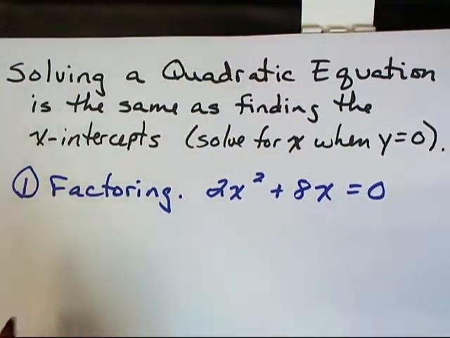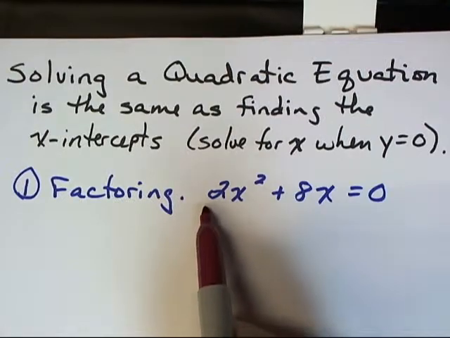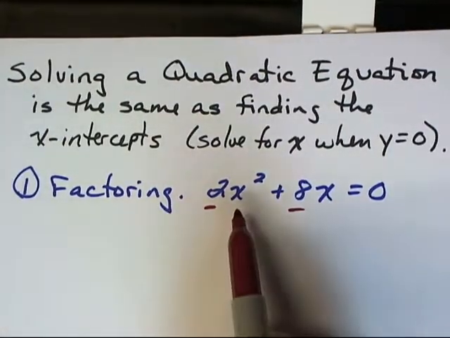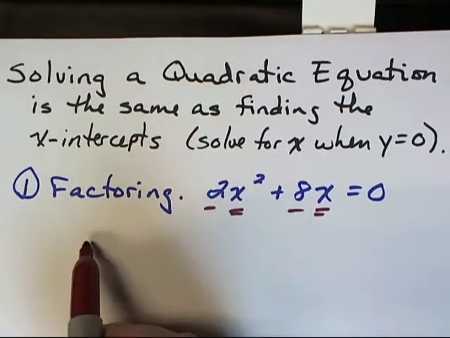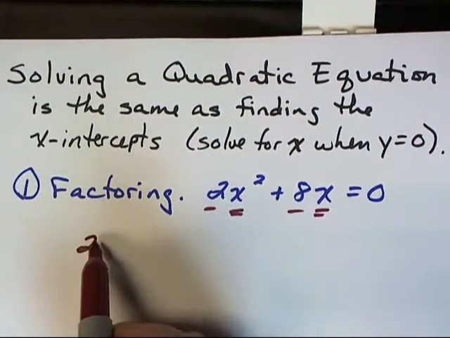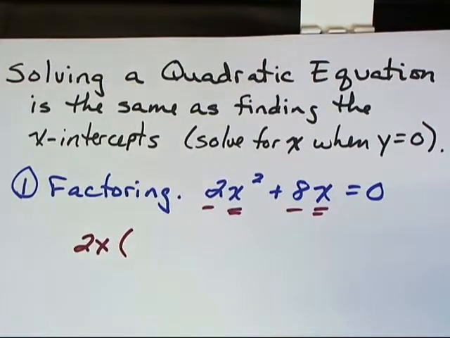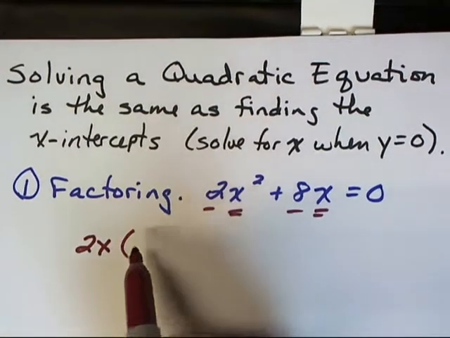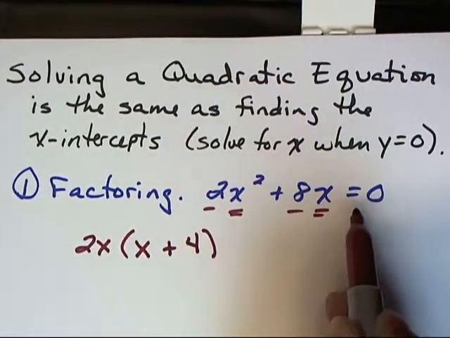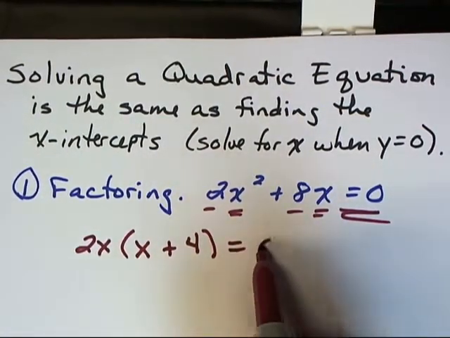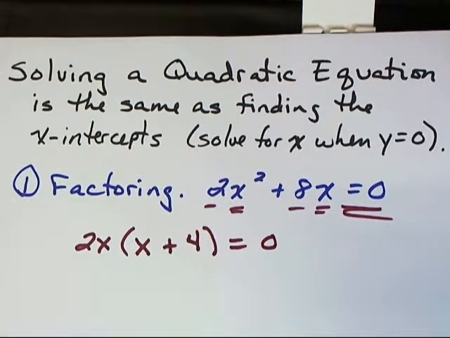We should notice, always first in factoring, to look for the GCF. The 2 and the 8 are both even numbers, and both terms have an x in it. So the GCF of this problem is 2x. When I pull out the 2x, I'm left with x plus 4. And don't forget that this is still an equation, so I still need equals 0.